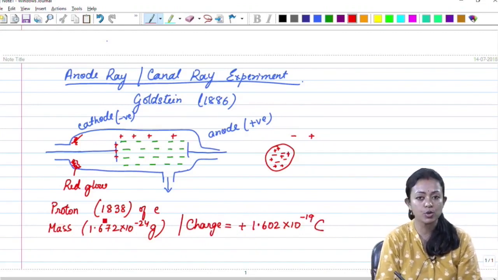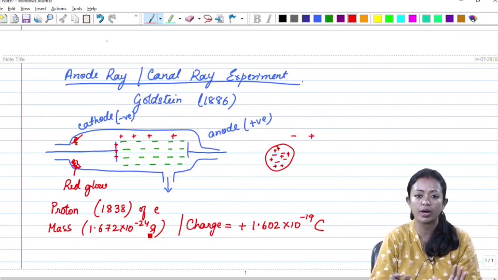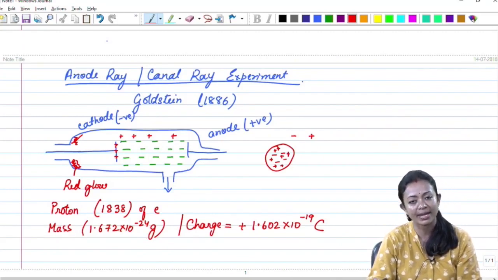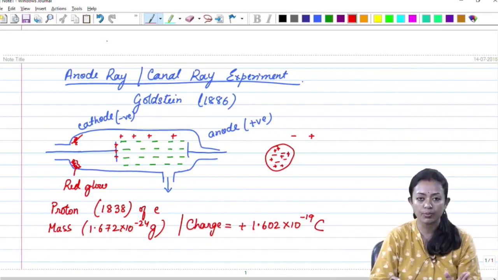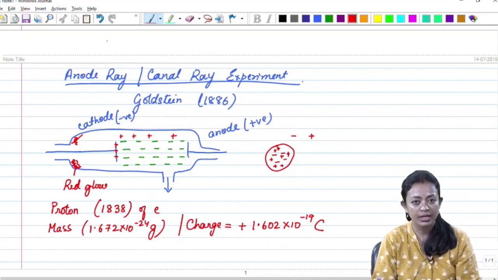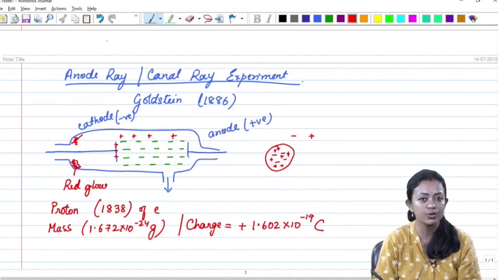So the size of the proton was found, which is 1838 times that of an electron, that is, it is comparatively of larger size. The mass of the proton was found, which is 1.672 into 10 to the power minus 24 gram, which is also comparatively heavier, and the charge was found to be equivalent to that of the electron, that is plus 1.602 into 10 to the power minus 19 coulomb. So because the charges of the positive proton and the negative electron are comparable, atoms are electrically neutral.